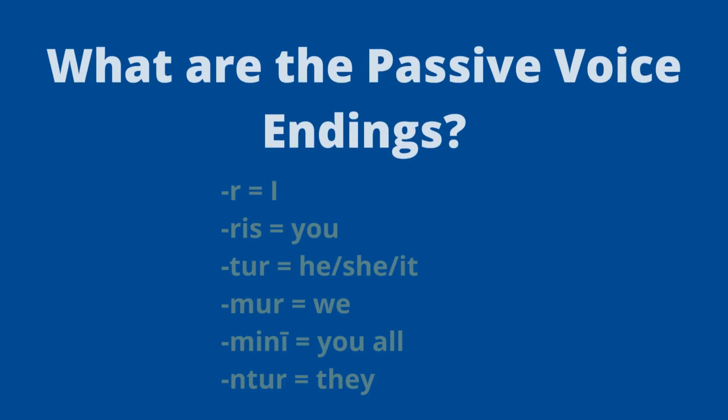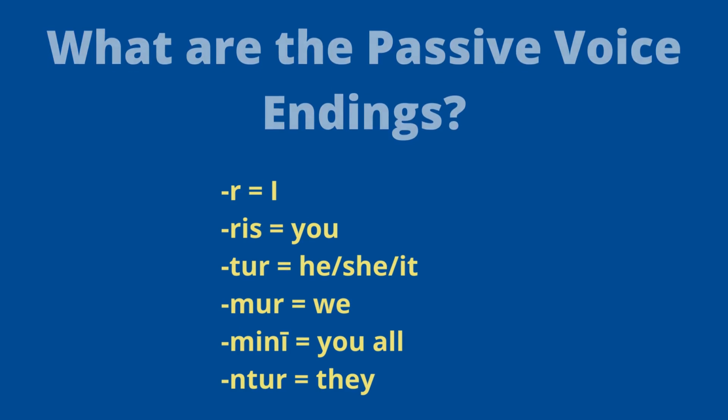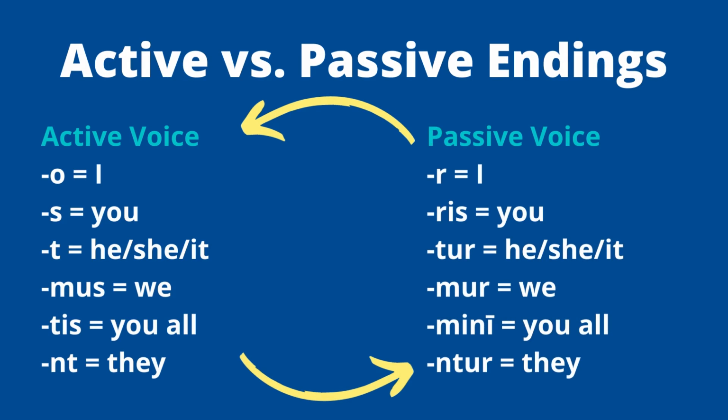So what are the passive voice endings? Well, instead of o, s, t, mus, tis, nt, which are active, for passive we have r, ris, tur, mur, mini, and ntur. And they represent I, you, he, she, it, we, you all, they. If we do a comparison and look at active versus passive endings, it looks like this. The active ending for I is o. The passive equivalent is r. So if I have a verb ending in an o, it means I'm doing something. If it ends in an r, it means I am being something.